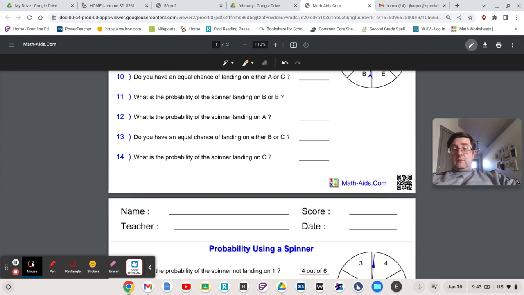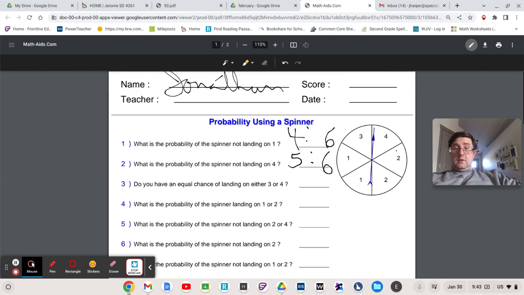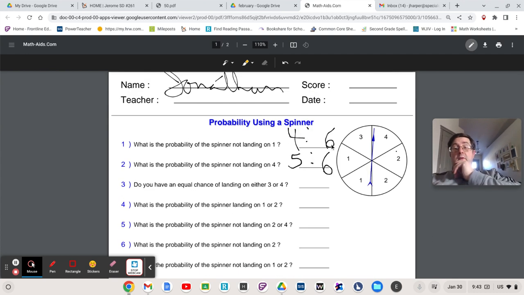Okay, so number 1 was 4 out of 6. And we got that right, 4 out of 6. Now it writes out of, but because my hand doesn't write real well on this, because I need my stylus like I usually have at school, we're going to call this good.